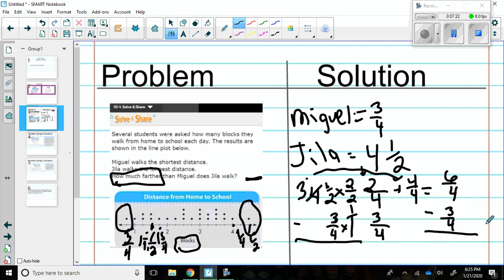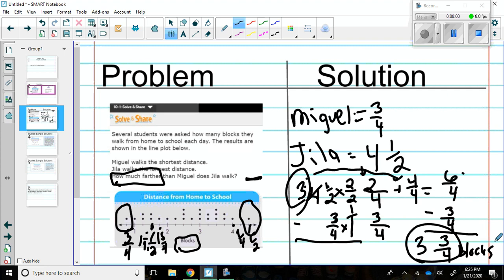Now I can subtract. 6 minus 3 is 3. And then remember, when I'm subtracting denominators, I leave them the same. So my fraction is 3/4. And don't forget, I have to go back to the whole number I have, which is 3 minus no wholes, 3. So my answer would be that Gila walks 3 3/4 blocks further than Miguel. So I'm going to go ahead and write my table.